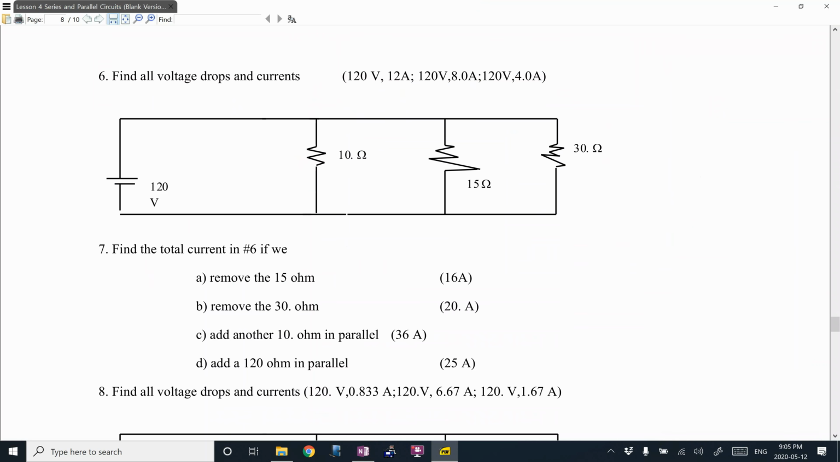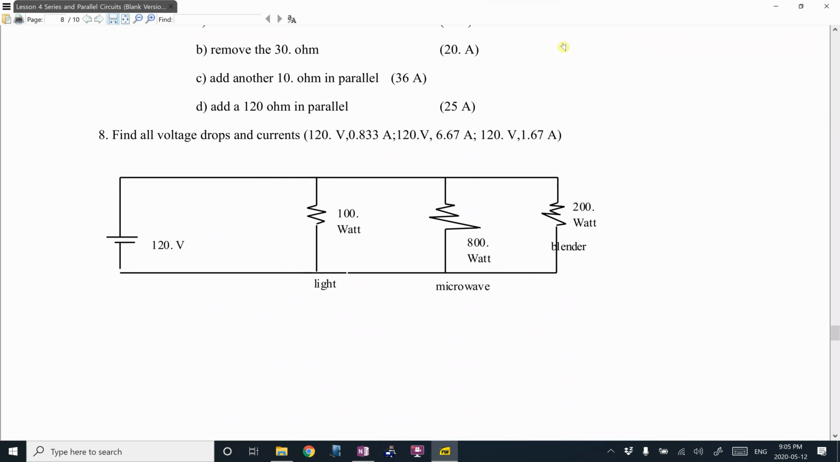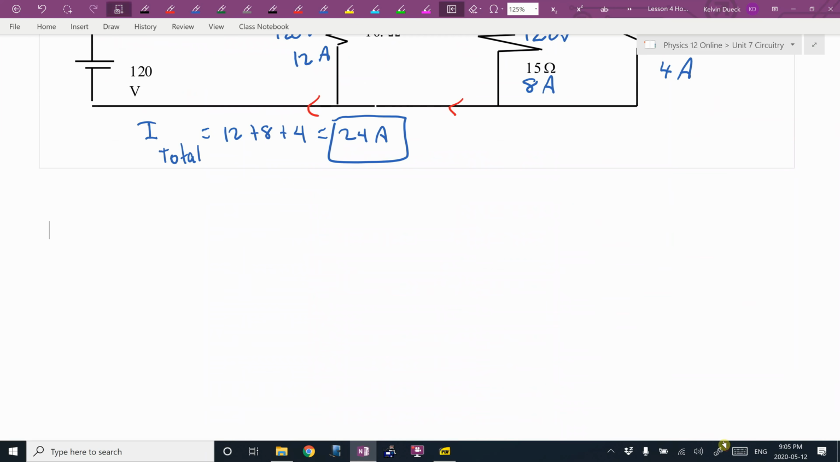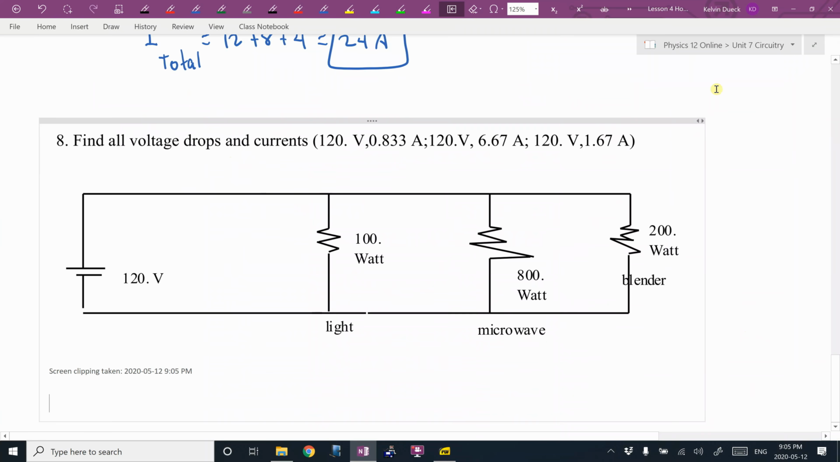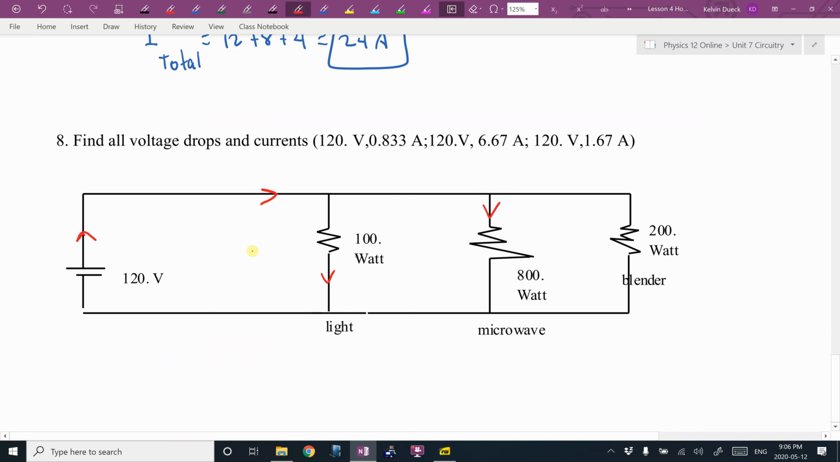I think I skipped number 7. Number 8. Alrighty. Label downhill. This is really similar to the question we just did, in that I can go whee through the 100-watt resistor. I can tell you that this has to be using 120 volts. This has to be using 120 volts. And this has to be using 120 volts.